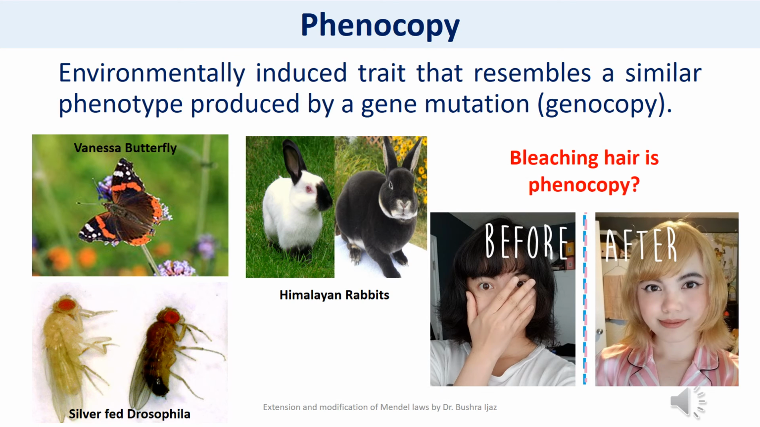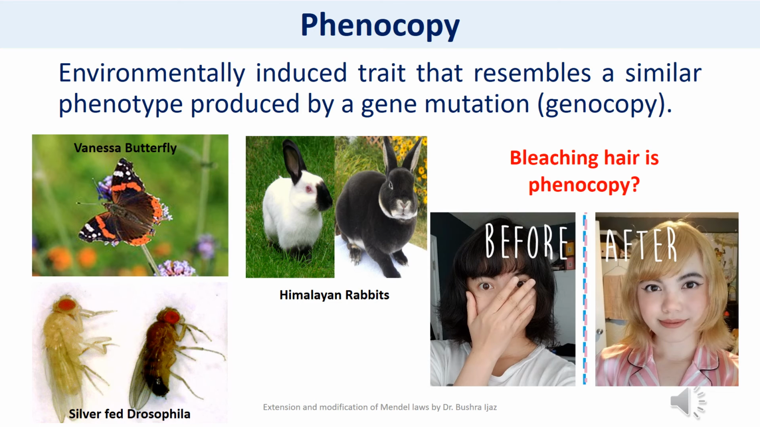Now we have phenocopy, which is the last thing that we are going to discuss in this series of lectures related to the extensions and modifications of Mendel's laws. So what is phenocopy? A phenocopy is a variation in the phenotype, which is the physical appearance, generally referring to a single trait, caused by environmental conditions, often but not necessarily during the organism's development, such that the organism's phenotype matches a phenotype that is determined by a genetic factor. It is not a type of mutation. You have to remember that.